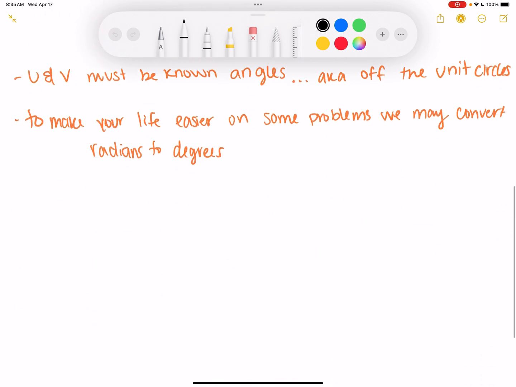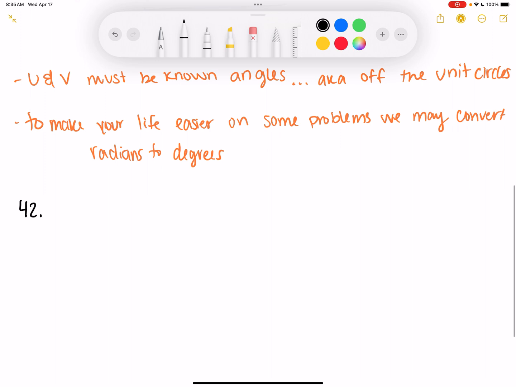Number 42 is the sine of 255 degrees. Now, is 255 degrees on the unit circle? No. So what I'm looking for are two angles, which are going to be U and V, that when I add them together equal 255. There's going to be a lot of different combinations that can work, but anybody see any? 225 and 30. Yep, we can do that.